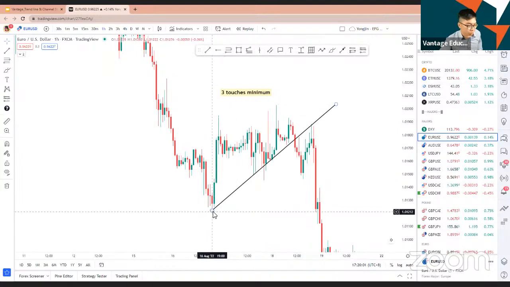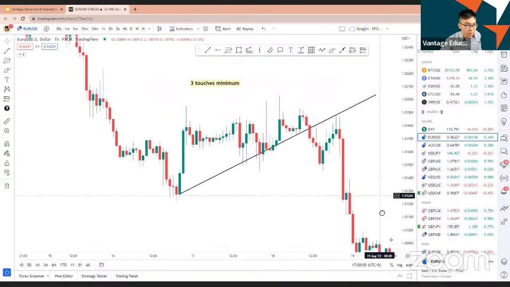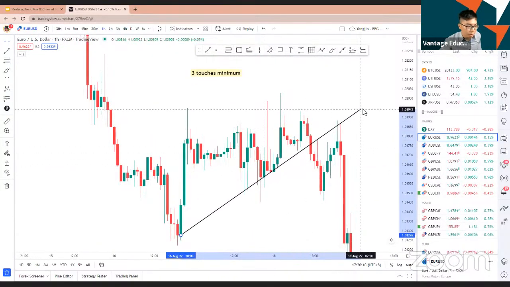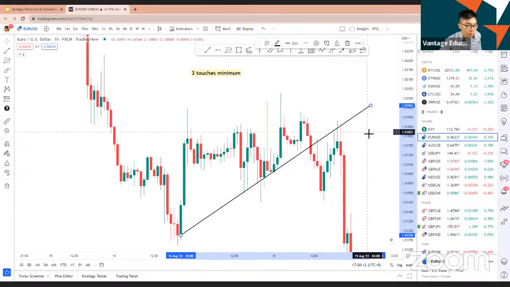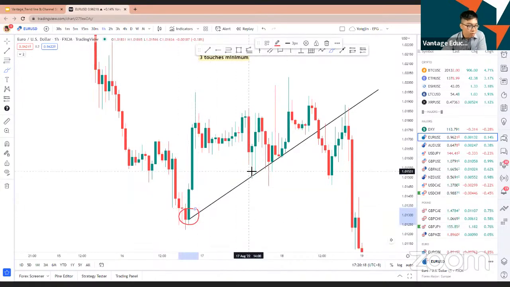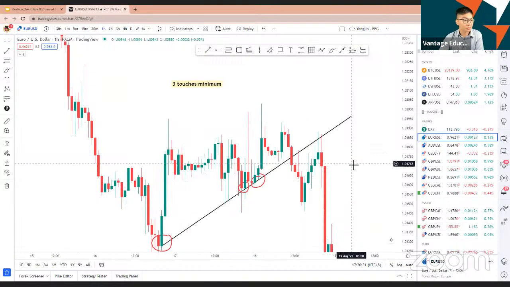Okay, so let's draw on the body. You can actually draw on the body. Let's find the best fits on the next body, and up. So even if I'm drawing on the body of the candle, 1 touch, 2 touch, 3 touches. If you guys have any questions regarding trendline trading, please do ask me in the chats. I'll try my very best to answer them for you.